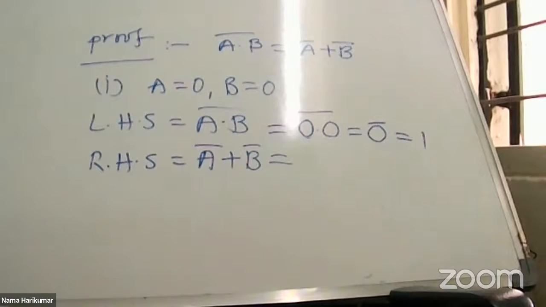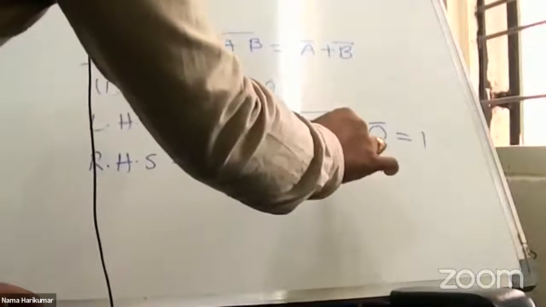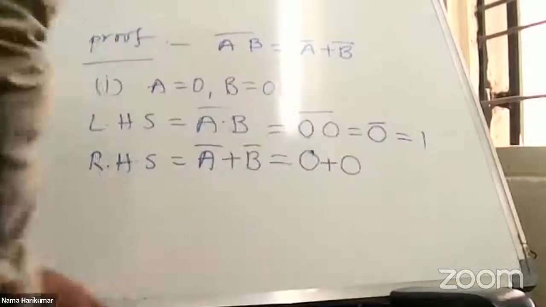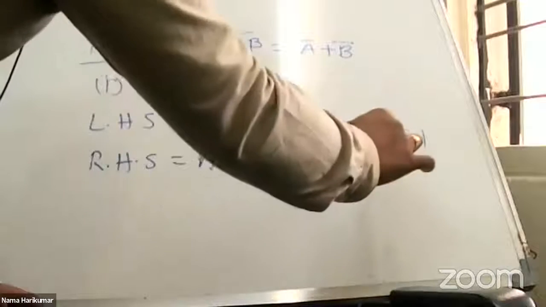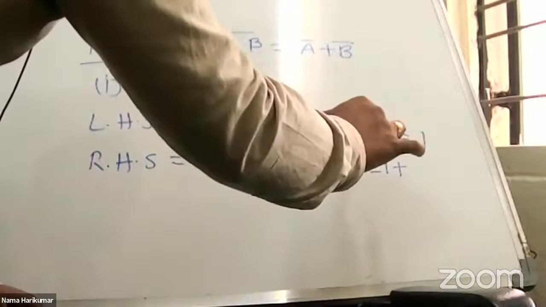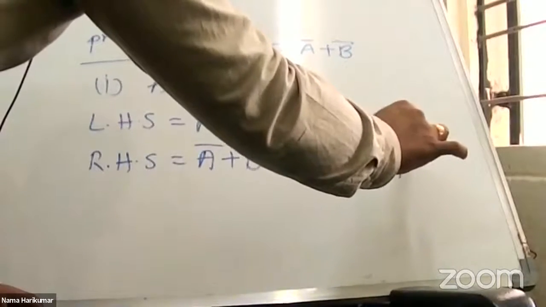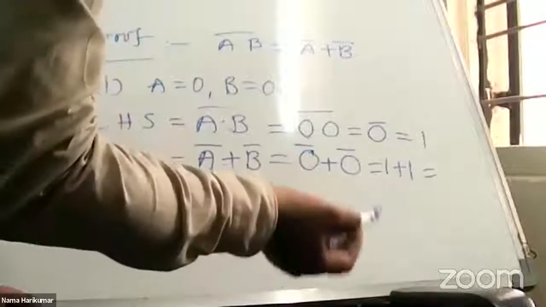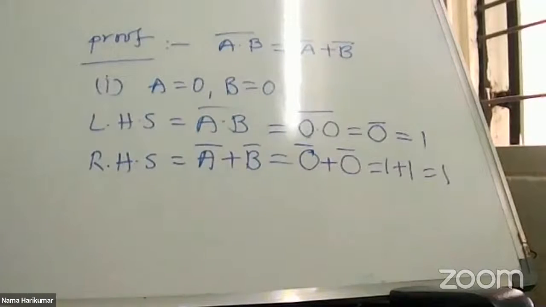A complement, with A as 0, plus B complement, with B as 0. 0 complement is 1, and again 0 complement is 1. So what is 1 plus 1? In the binary number system, 1 plus 1 is 1. So 1 and 1: LHS equals RHS. We have proved it when A equal to 0 and B equal to 0.